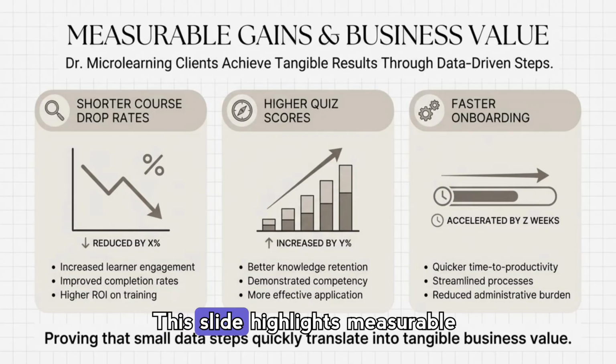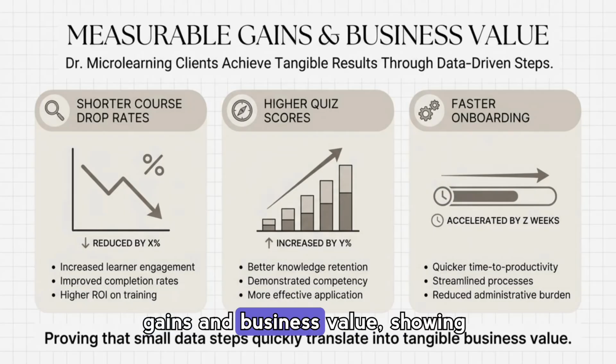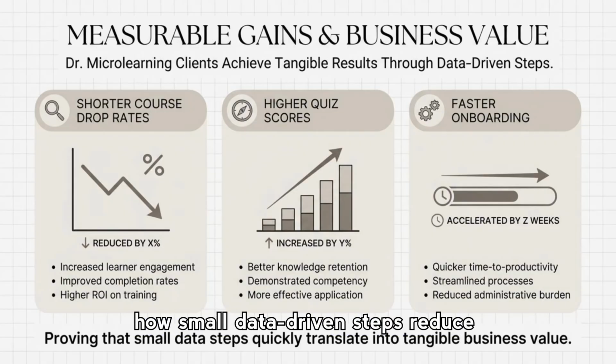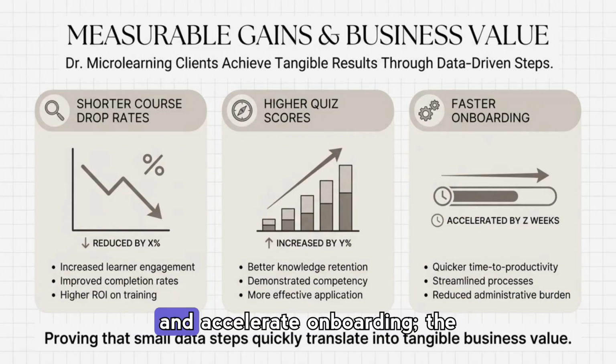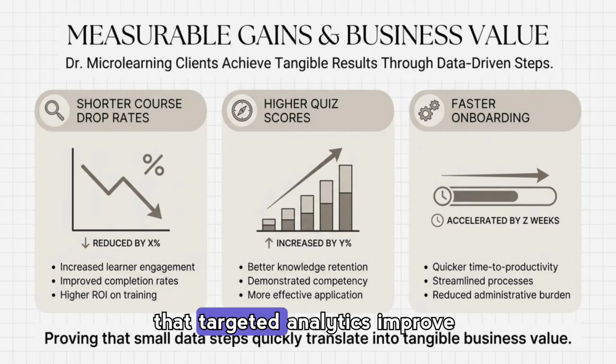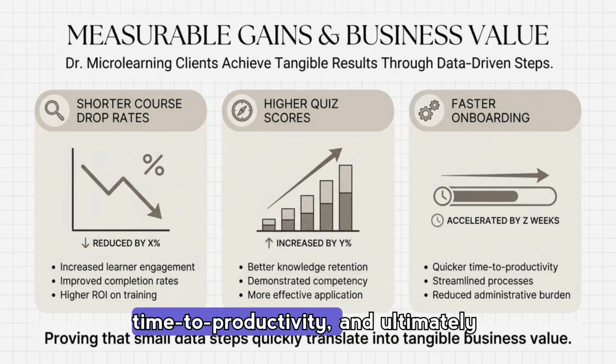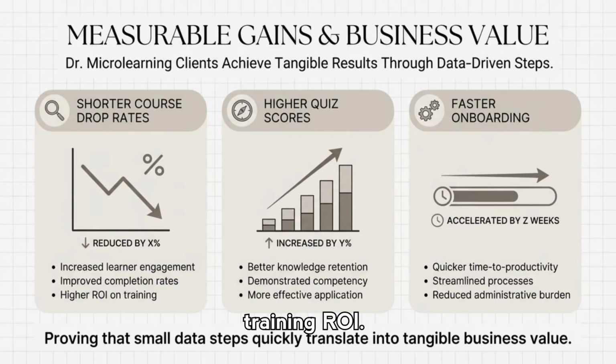talk. This slide highlights measurable gains and business value, showing how small data-driven steps reduce course drop rates, boost quiz scores, and accelerate onboarding. The charts depict downward trends in attrition and upward trends in performance, and the takeaway is that targeted analytics improve engagement, retention, time to productivity, and ultimately training ROI.